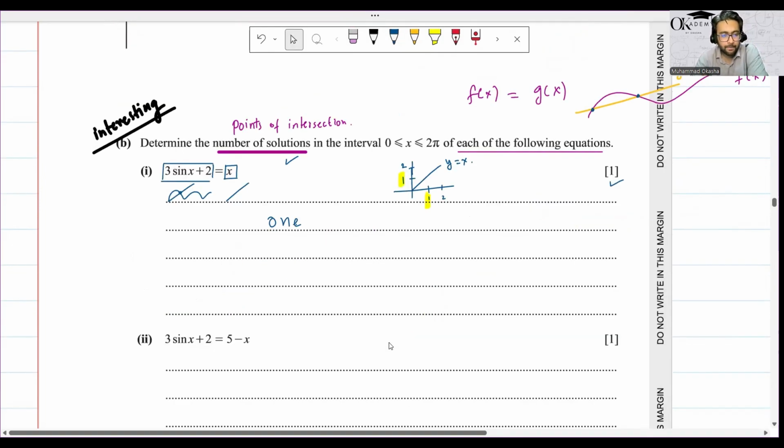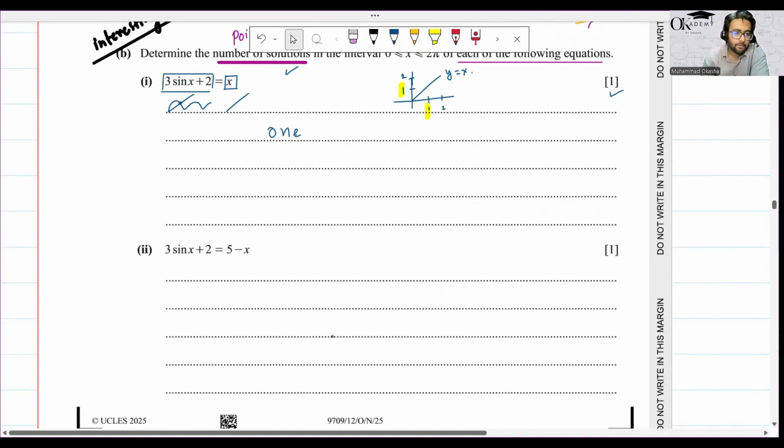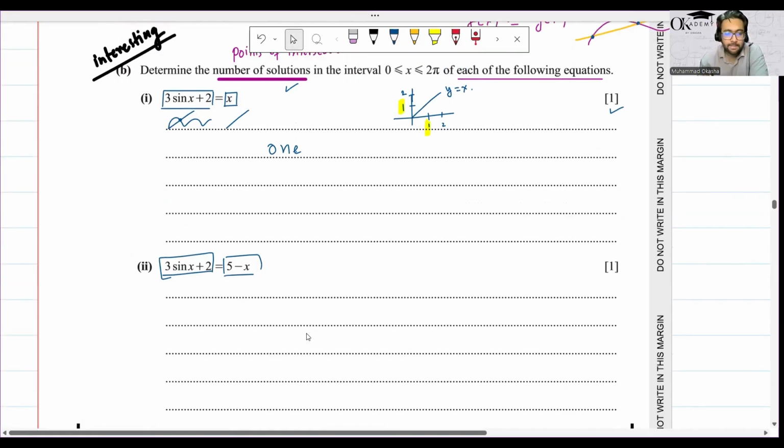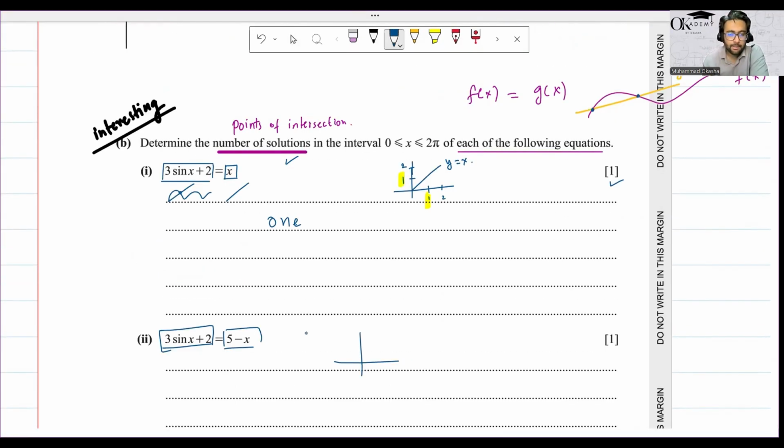Next, determine the number of solutions. We have the same thing on the left-hand side, but now we have 5 minus x on the other side. 5 minus x is a line that has a negative gradient and starts at 5, so the line goes downwards, but the slope is 1, meaning the values of x and y are still going to be the same. Let's draw this line.